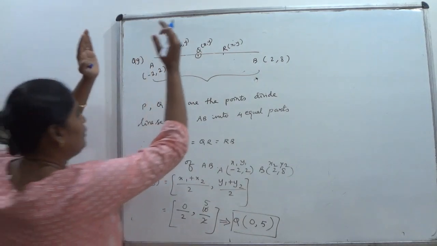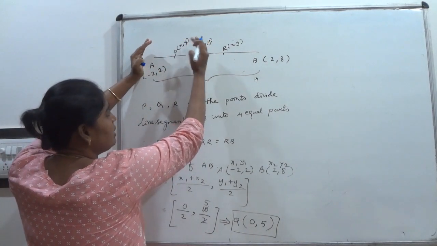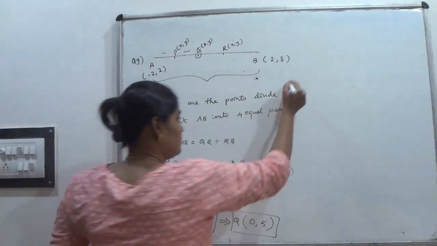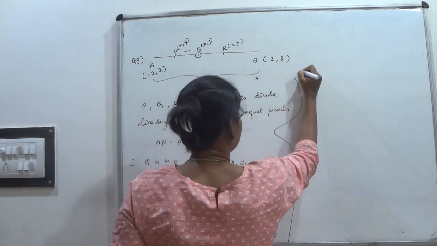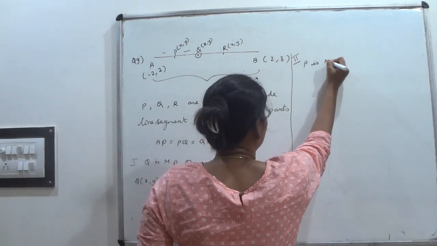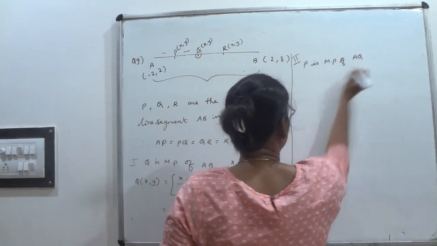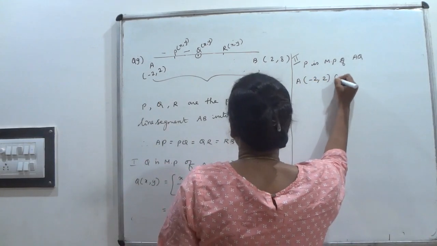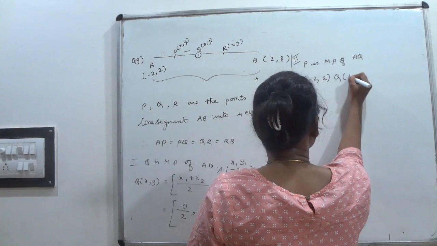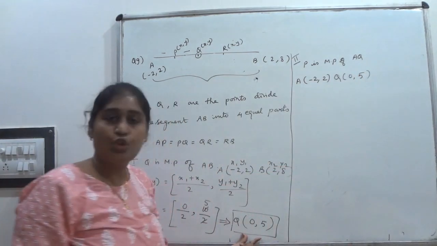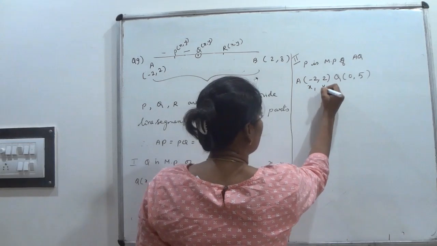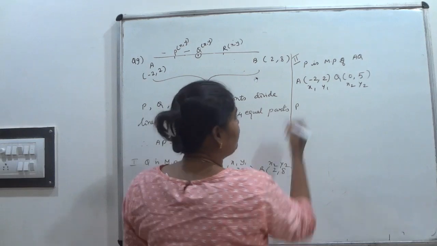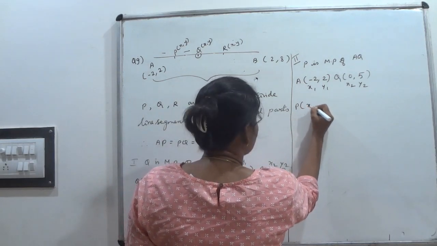Check it here. Up to AQ if you are taking, P is the midpoint of AQ because these two parts are equal. So write it here: P is midpoint of AQ. A coordinate is minus 2 comma 2, and Q coordinate we already got, that is 0 comma 5. Mark it x1, y1, x2, y2. By applying the midpoint formula, we will get the P coordinates.